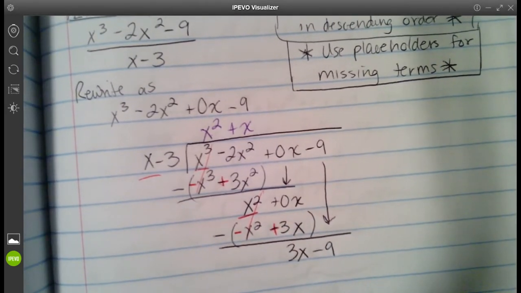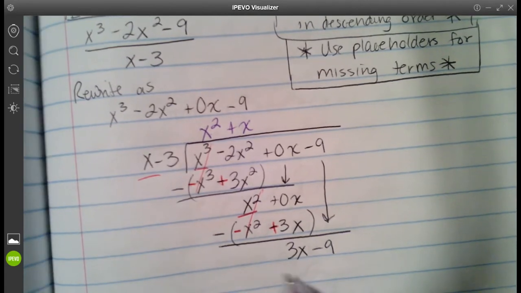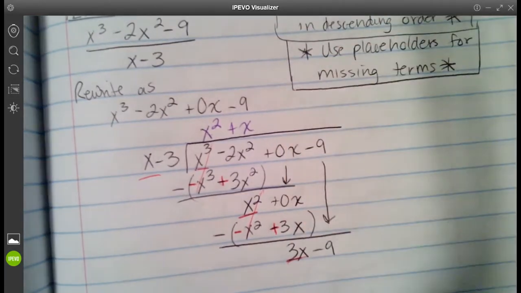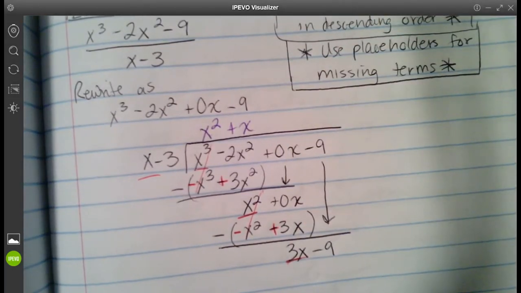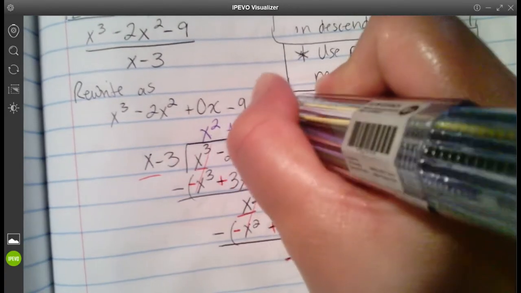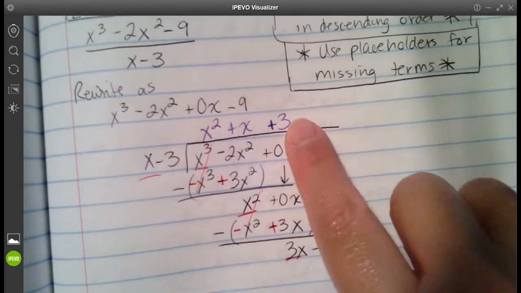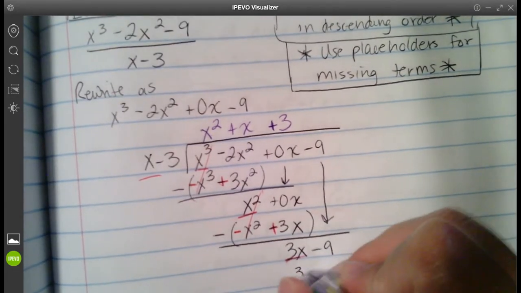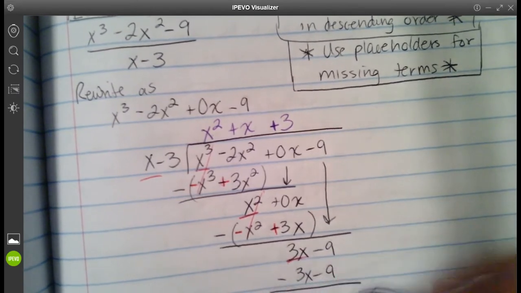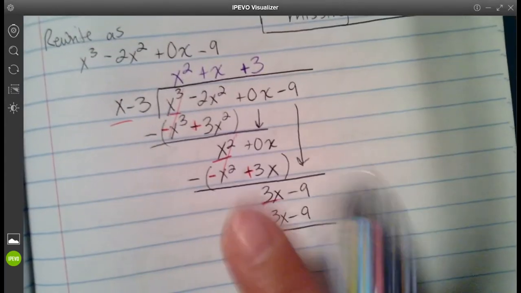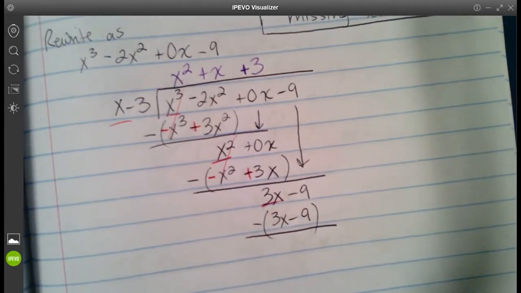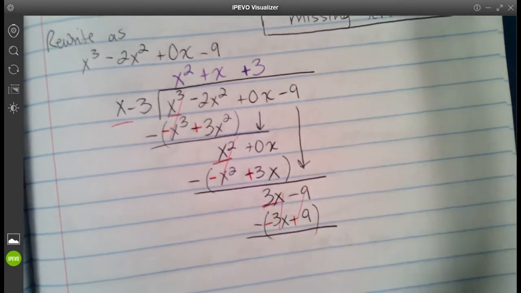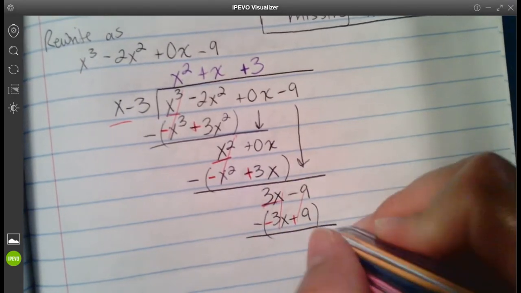And then we divide one more time. So 3x divided by x is just 3. And I believe it's positive 3. Okay. 3 times all of this is going to be 3x minus 9. So it came out nice and neat for us because we should know kind of just by looking at it that when we subtract this, okay, all the signs are going to flip. So everything is gone and we're left with a remainder of 0.